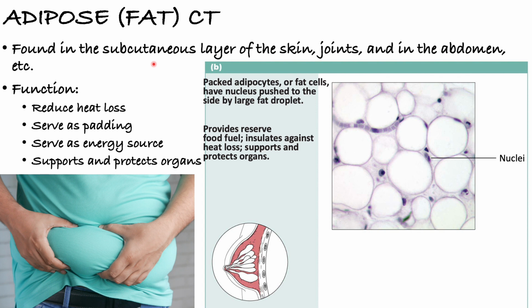So what are the functions of adipose tissue? They reduce heat loss. There's a reason why we have them underneath our skin. Sometimes people are like, oh, I don't want this fat here. But there's a reason why. It reduces heat loss. It also serves as padding, for example, in our joints. It also serves as an energy source.